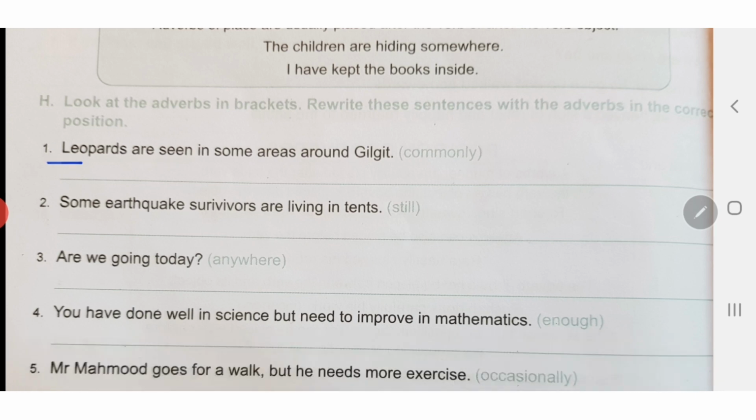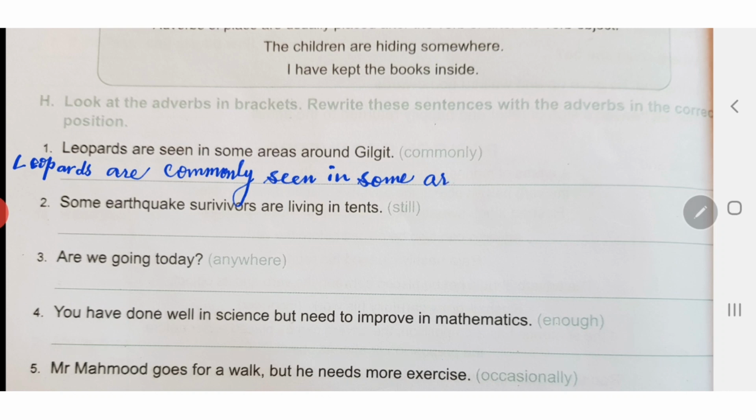Okay. Write it with me. Let's focus. Leopards are commonly seen in some areas around Gilgit.